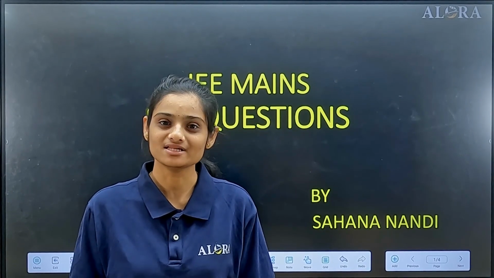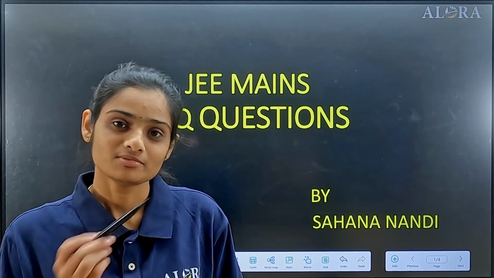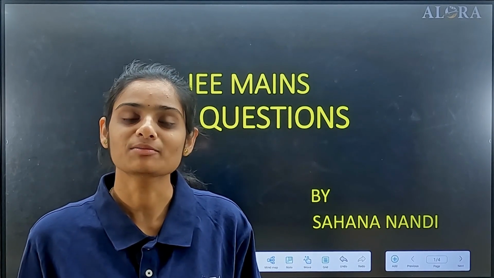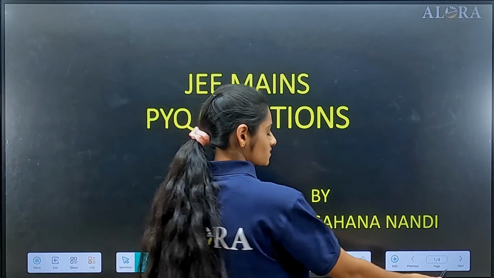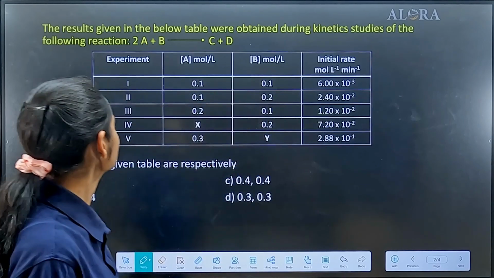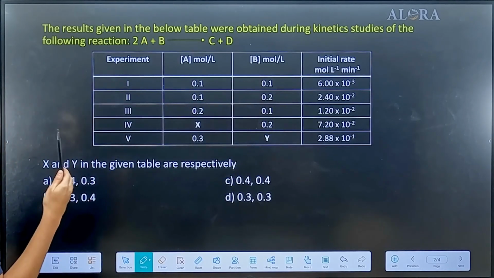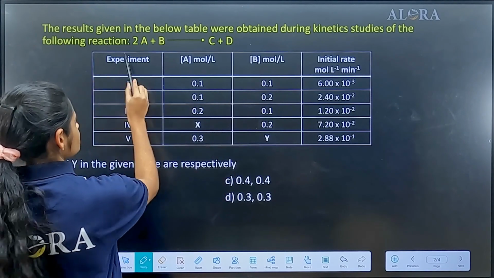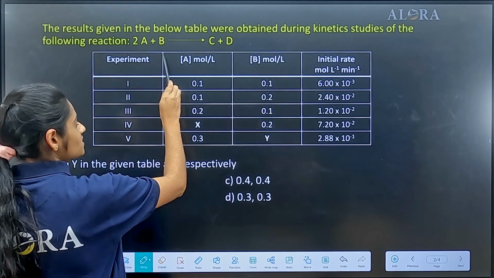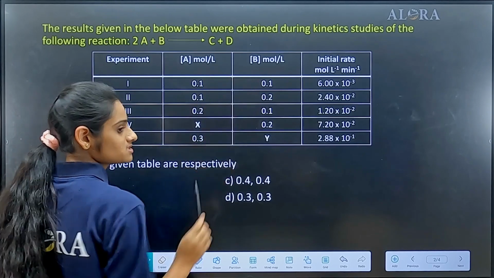So today we'll be dealing with a JEE Mains previous year question regarding the chemical kinetics chapter from chemistry. So let us start with solving a beautiful question. So what does the question say? Here, the results given in the below table are obtained during a kinetic study of the reaction. The reaction is 2A plus B giving products C plus D.